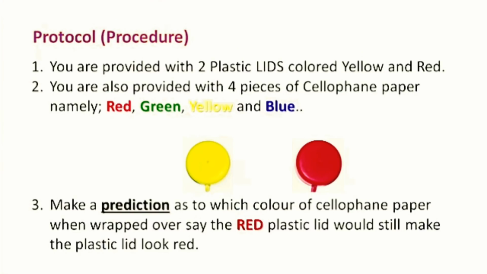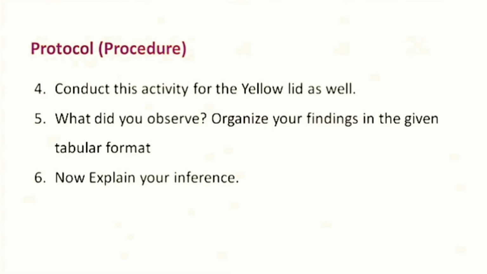So you see the lids down there. Make a prediction as to which color of cellophane paper, when wrapped over, say, the red plastic lid, would still make the plastic lid look red. Conduct the activity for the yellow lid as well. So what did you observe? Organize your findings in the given tabular format. Now explain your inference. So I'm making use of a predict, observe, explain strategy.